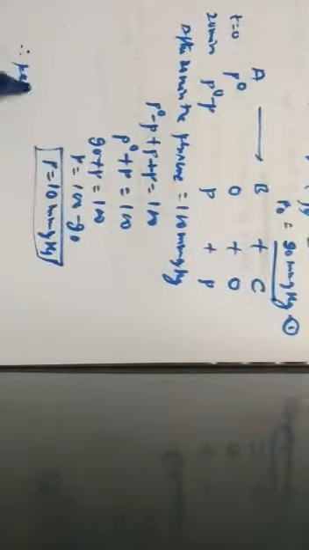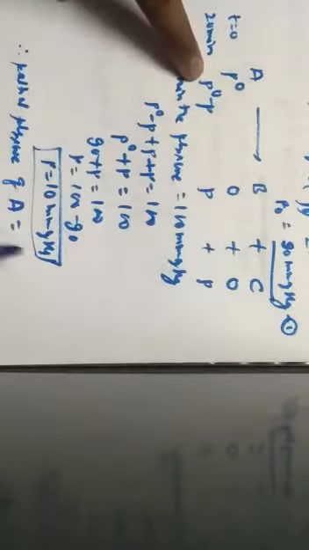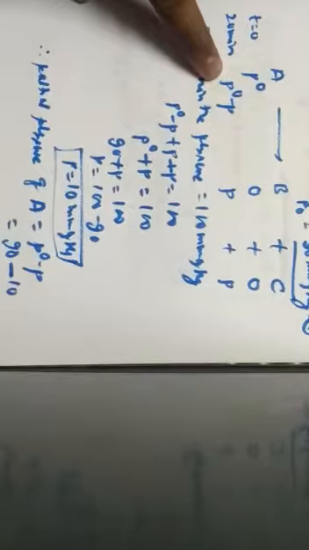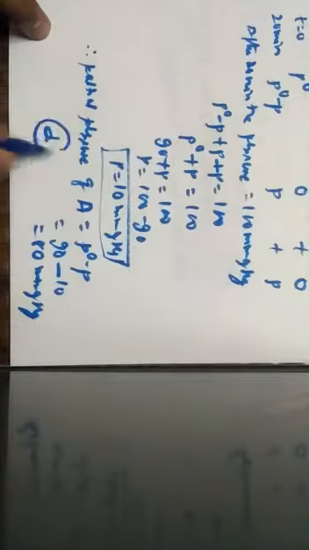Therefore, the partial pressure, they are asking us to calculate the partial pressure of A. What is A? A is equal to P naught minus P. What is P naught? P naught is 90, that we have calculated from the first equation. P is 10. Hence, the partial pressure of A is 80 mm of Hg, and this 80 mm of Hg is given by option D.